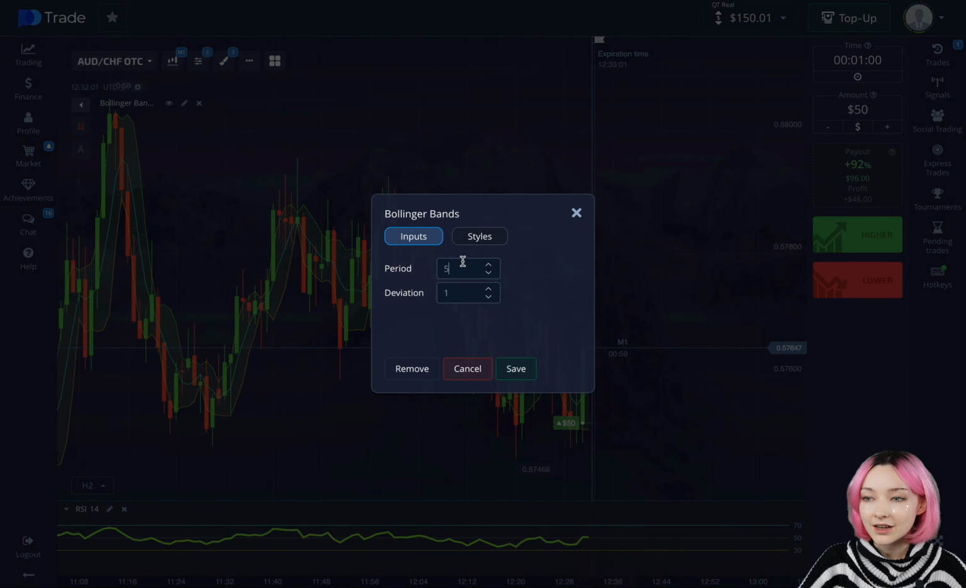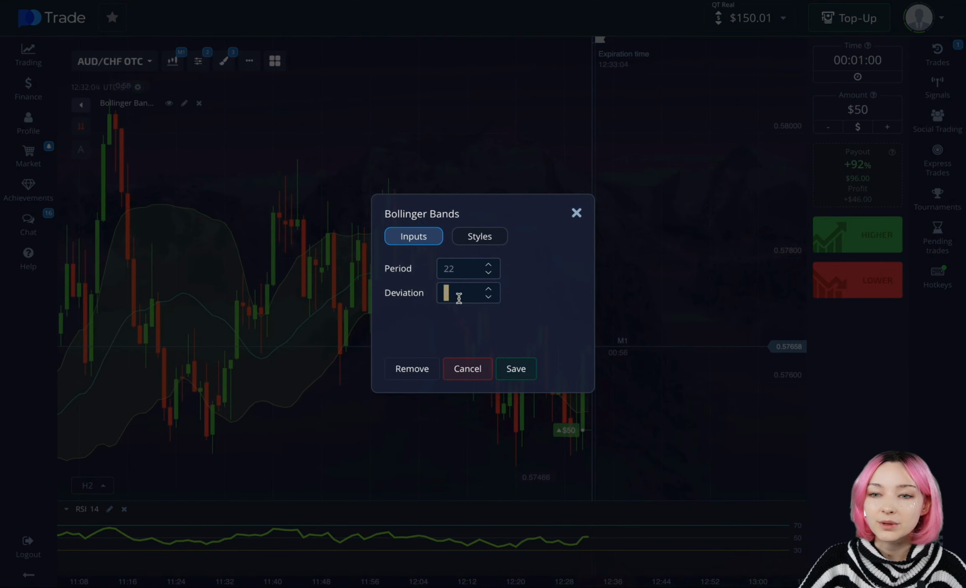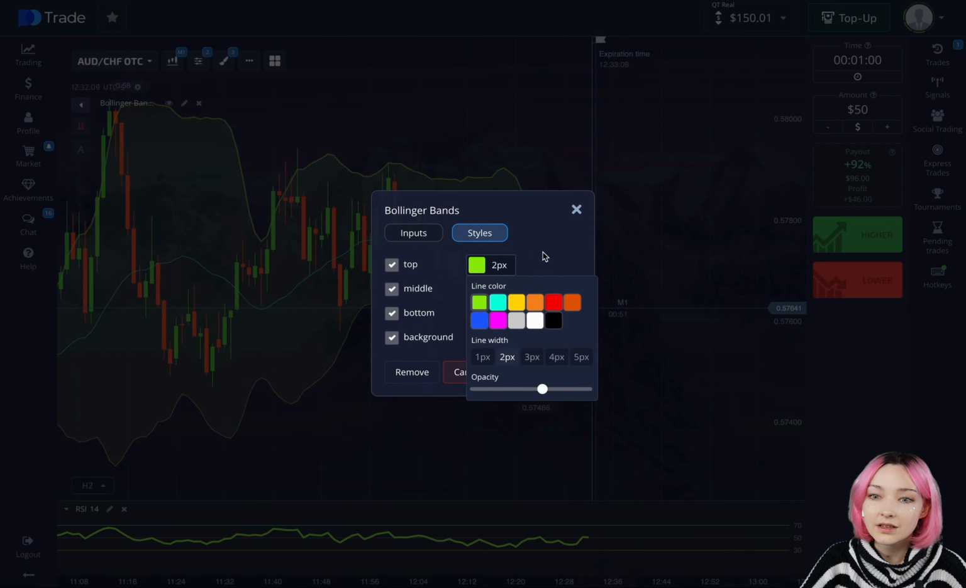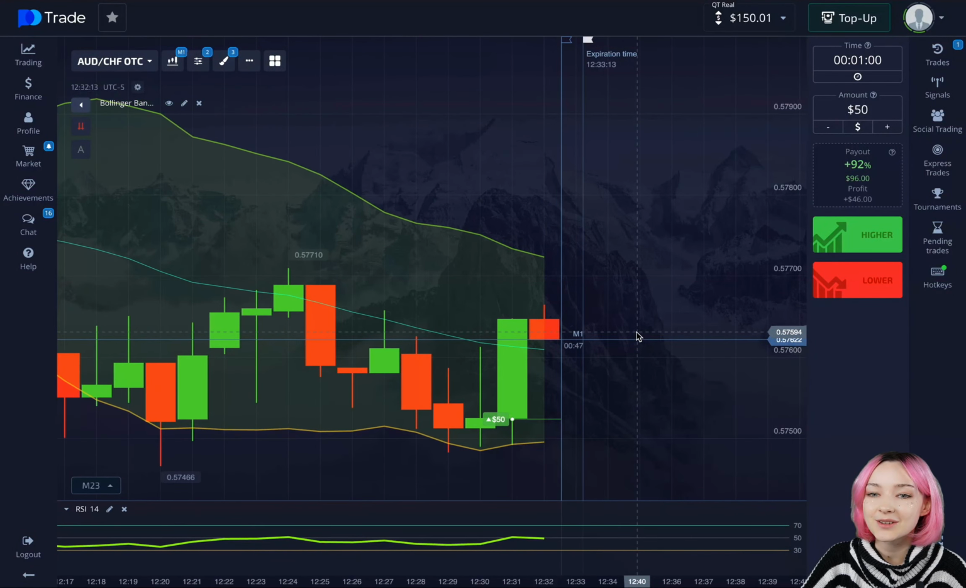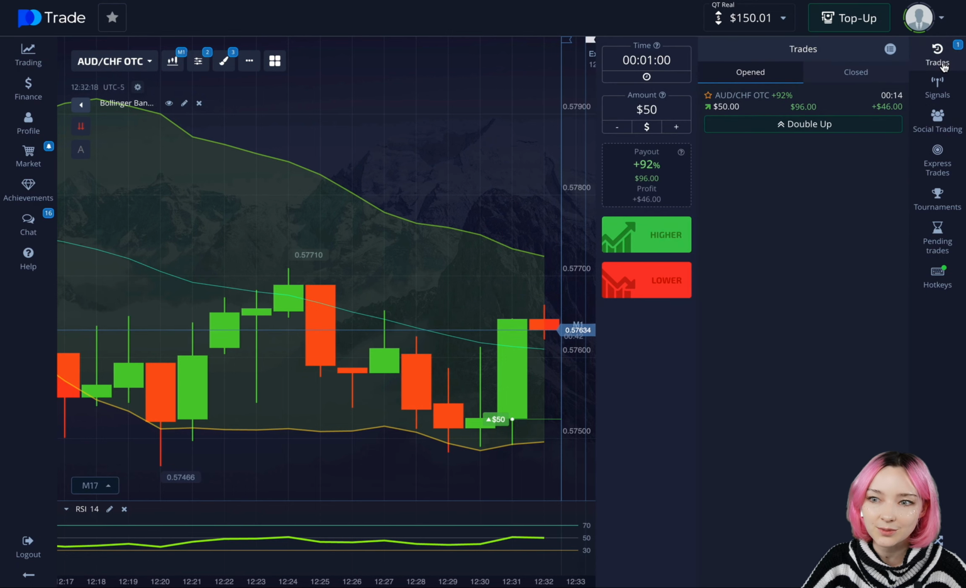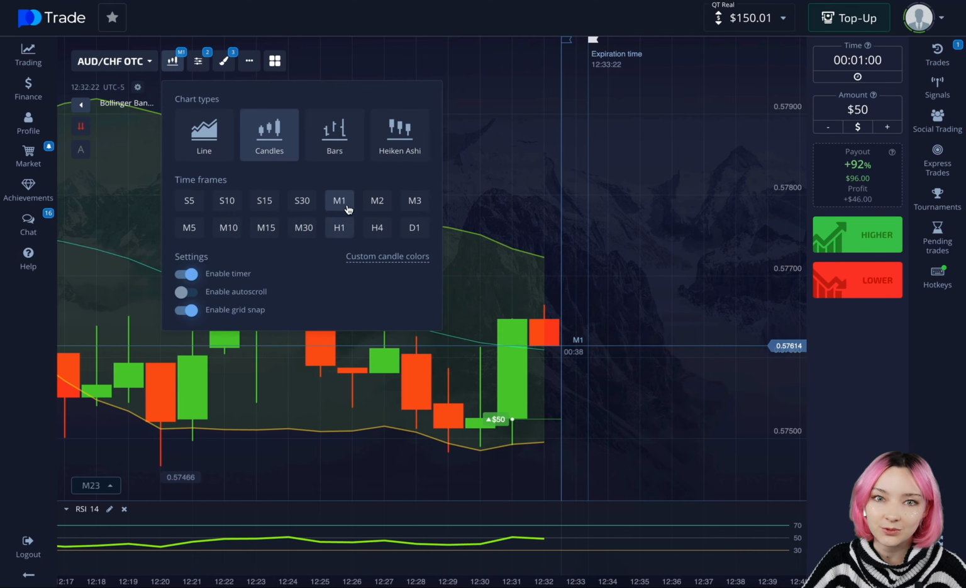Find it in the indicators menu, click it once and open its settings. We change the period to 22 and deviation to 2.1. We may open the style section and make the top and bottom lines a bit bolder as well. That's it. By the way, our deal is about to close. The deal's expiration time is 1 minute. I think we'll stick to this expiration time for all of today's deals. One candle time frame is 1 minute as well.